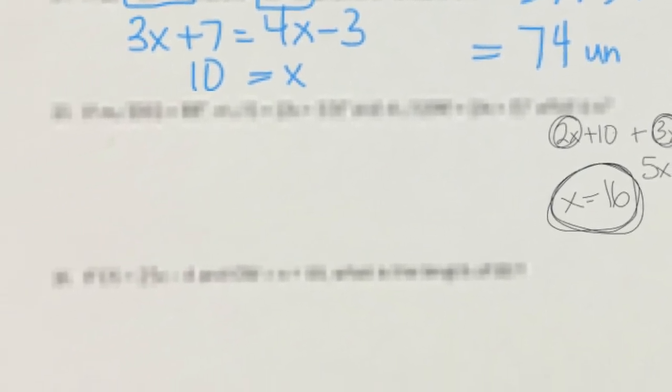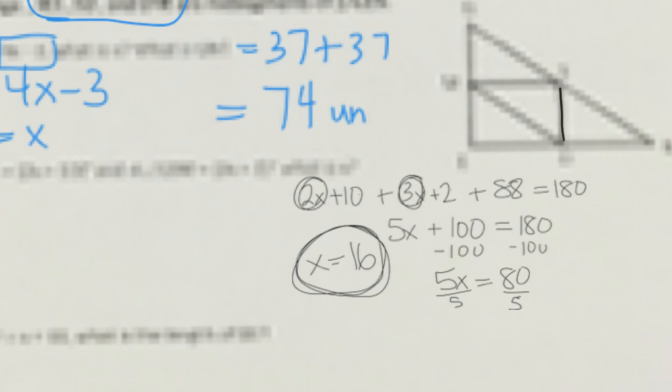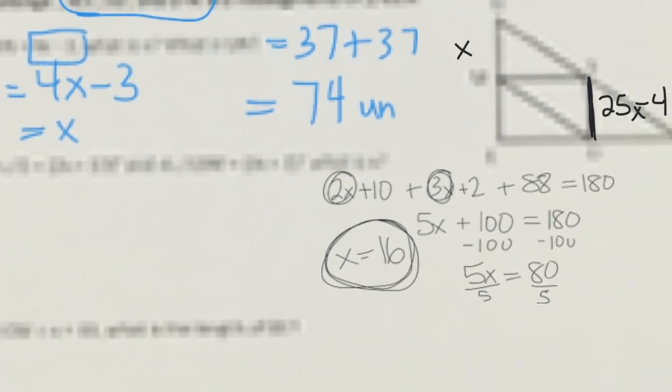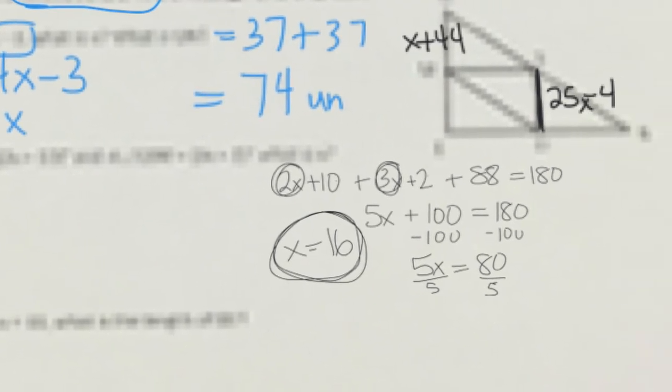Okay, DS is 25x minus 4. So that's here, 25x minus 4, right? That's a mid-segment. And GM is x plus 44. What is the length of GE? So if we have the relationship that the base is 2 times the mid-segment, that means the mid-segment is half of the base. Yes?